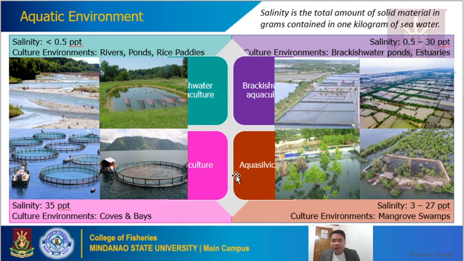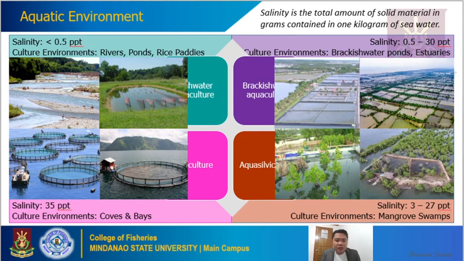We also have what we call aqua silviculture, wherein the salinity falls between 3 to 27 ppt. Aqua silviculture is basically the culture of any aquatic organism within the mangrove areas. As long as you're not harming or cutting the mangrove areas, and you are culturing or rearing perhaps crabs or bangus, you are already engaging in aqua silviculture. Those are the four sub-classifications of aquaculture according to aquatic environment.